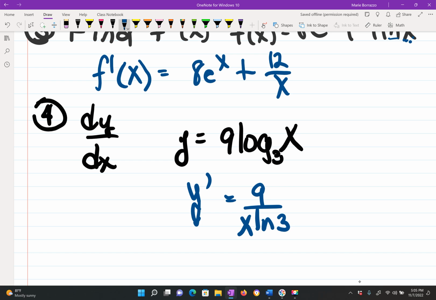Would it be wrong if I put the x at the end? Or would it be the same thing? I believe it was x natural log of the base over whatever value. Yeah.